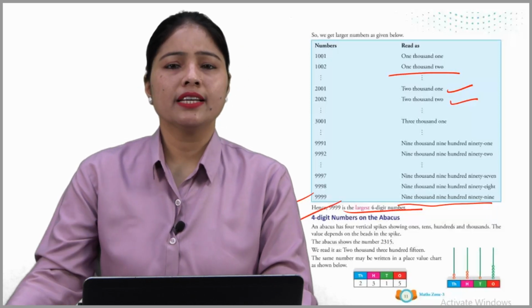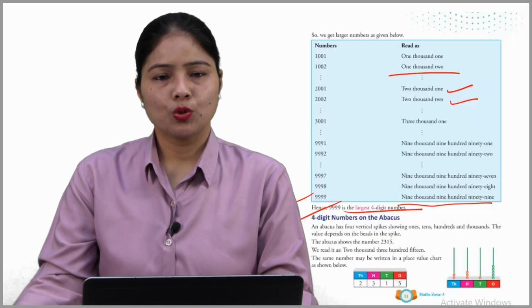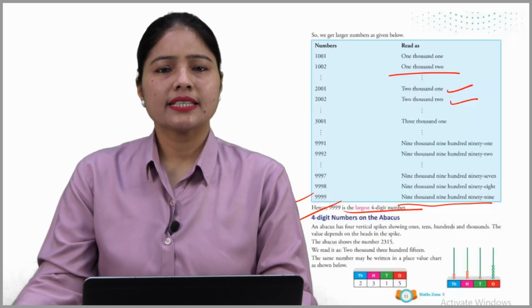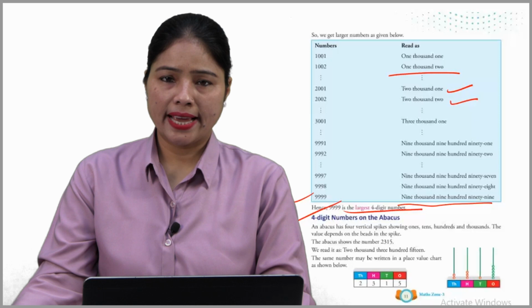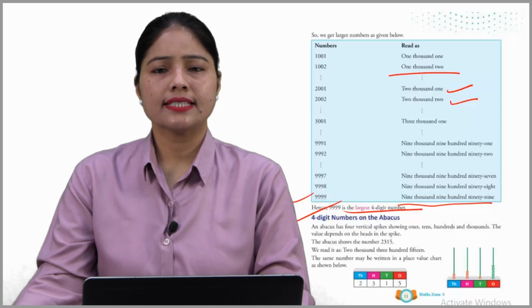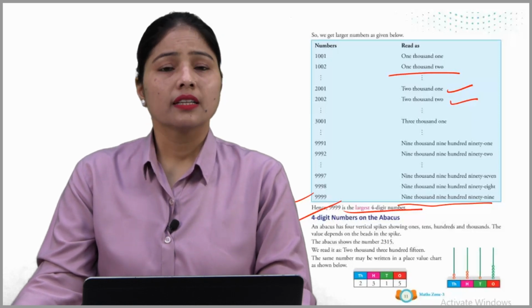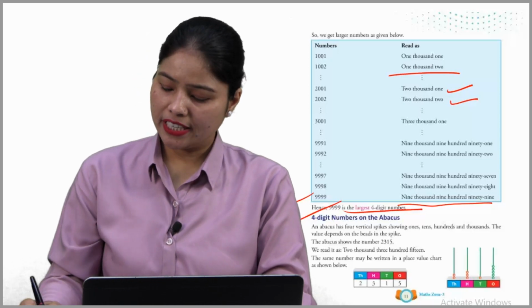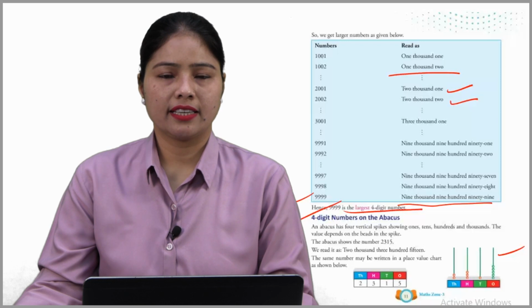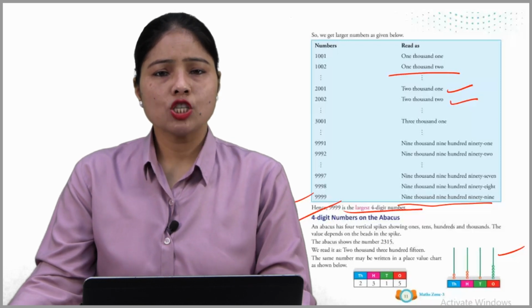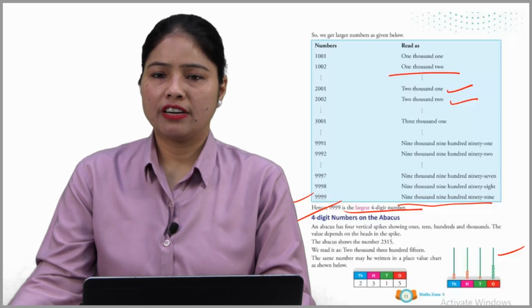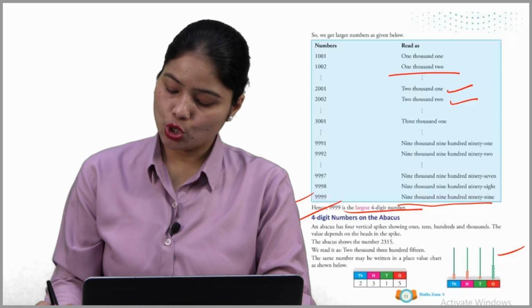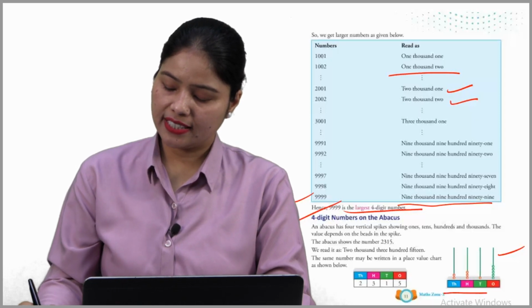Okay, so 4 digits numbers on the abacus. हमारा next topic है abacus को read करना. So let's start. An abacus has 4 vertical spikes showing ones, tens, hundreds and thousands. The value depends on the beads in the spike. ये हमारा spike given है. इसमें beads देख रखे हैं. So the abacus shows the numbers 2, 3, 1, 5. इसमें हमारे कितने दे रखे हैं बच्चों? 2, 3, 1, 5 like this.